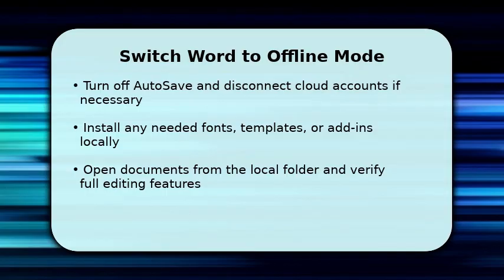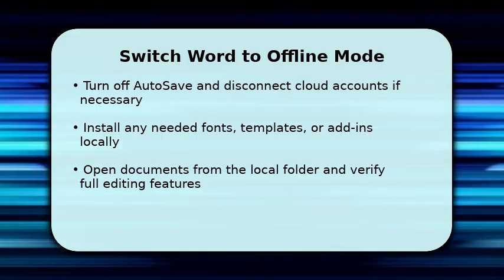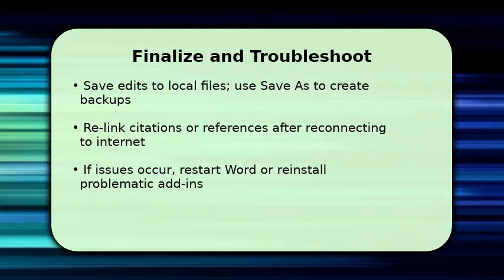Open each document from your local folder, check comments and track changes, and confirm features like spell check, styles, and citation. Finish by saving all edits to your local copies and create a backup with Save As to a different folder or external drive. When you reconnect, sync carefully. Update citations, references, or linked objects that need online resources.